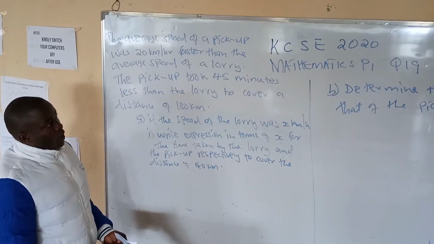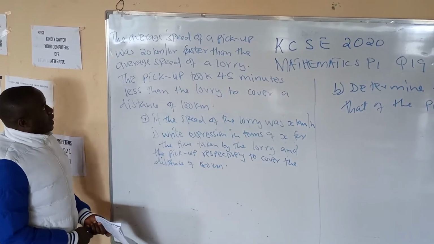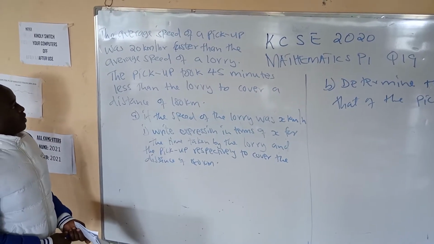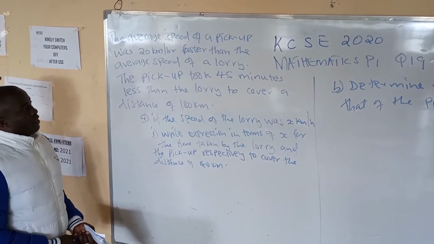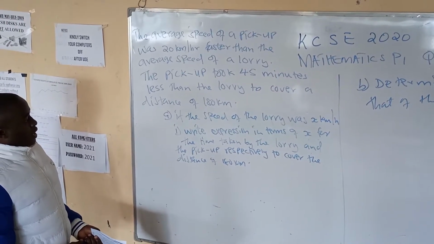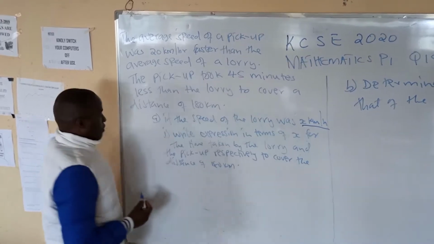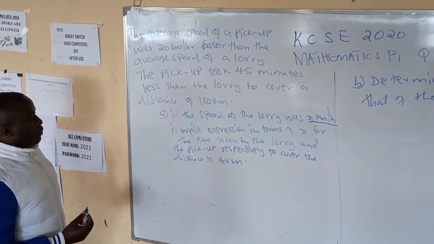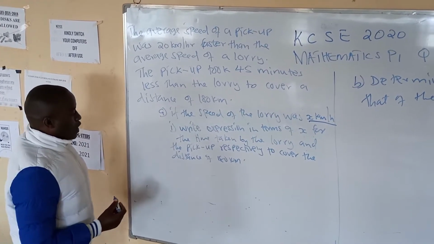This is a question from KCSE 2020, Mathematics Paper 1, question number 19. The question is about the average speed of a pickup, which was 20 kilometers per hour faster than that of a lorry. The pickup took 45 minutes less than the lorry to cover a distance of 180 kilometers. We are told that if the speed of the lorry was x kilometers per hour, you write an expression in terms of x for the time taken by the lorry and the pickup, respectively, to cover the distance of 180 kilometers.